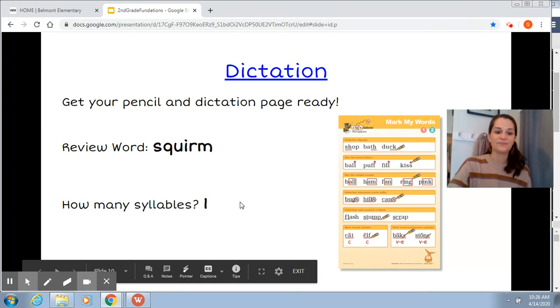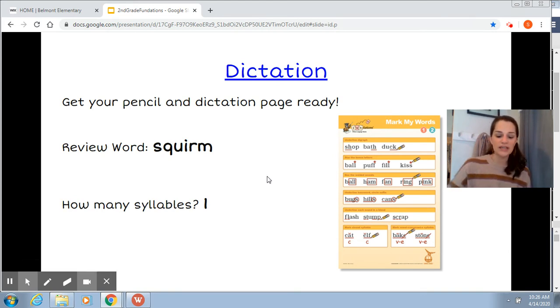You ready? Here we go. The review word squirm is spelled like this. S-Q-U-I-R-M. It is one syllable, squirm.